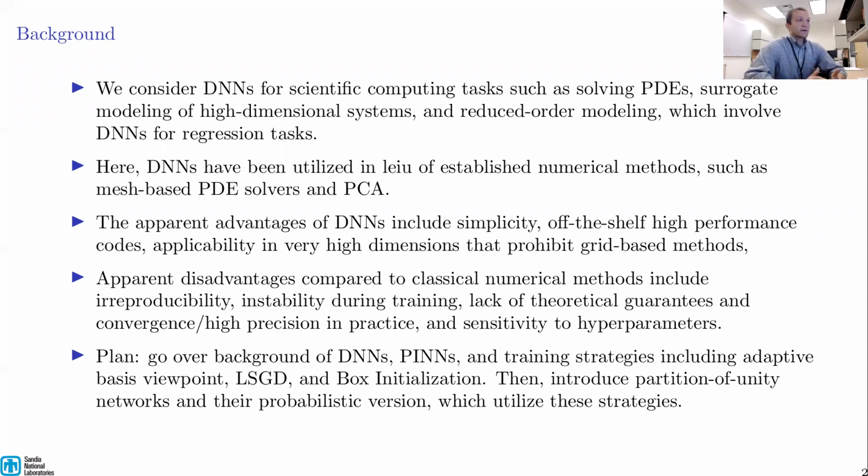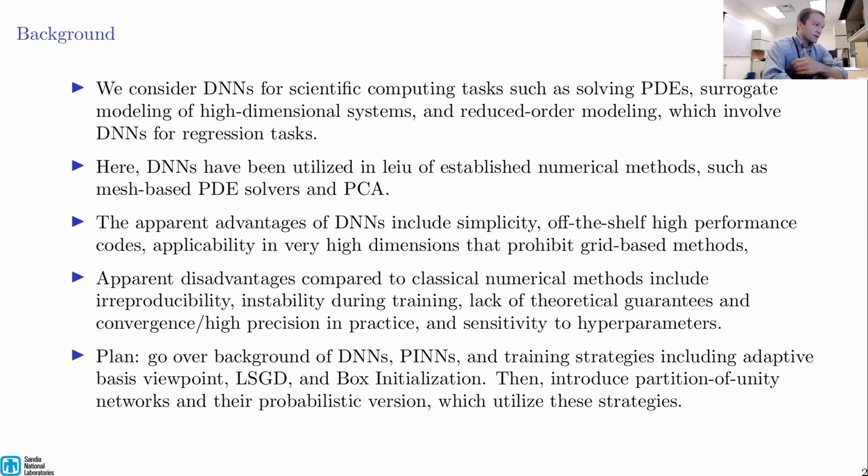The advantages of deep neural networks here, DNNs, are simplicity, everything is continuously parametrized, they're off-the-shelf HPC codes, and there's applicability in very high dimensions that would prohibit grid-based methods. The disadvantages that we'll try to address are irreproducibility in some cases, instability during training, a lack of theoretical guarantees, and convergence in practice, high precision in practice, as well as sensitivity to hyperparameters in order to get good results.